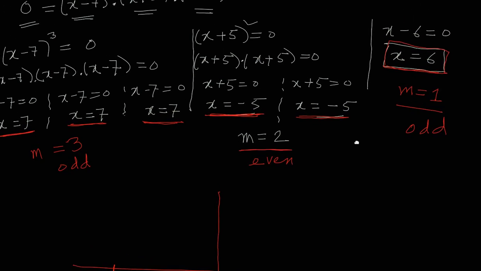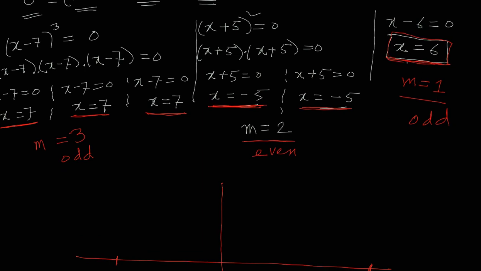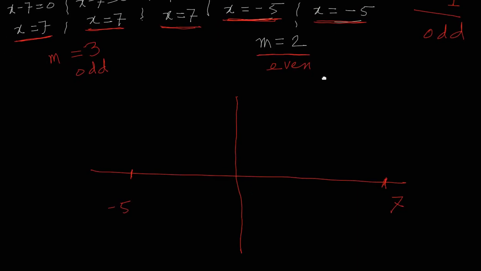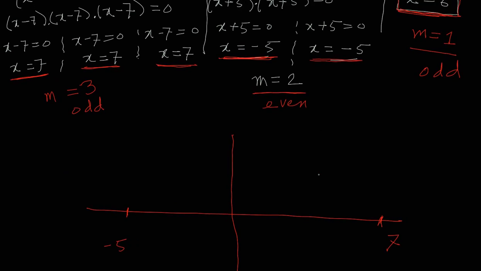And what is my other real zero? x equals 6. So x equals 6 is somewhere here, so x equals 6. So these are my 3 real zeros.